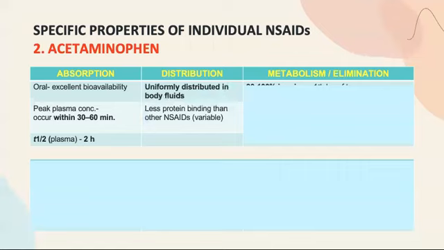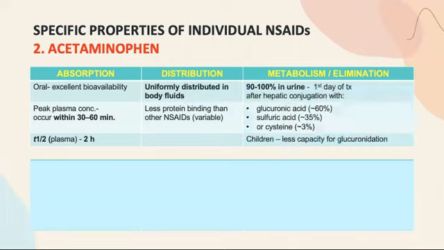Acetaminophen is relatively uniformly distributed throughout most body fluids. Binding of the drug to plasma proteins is variable, but less than with other NSAIDs. Some 90 to 100% of drug may be recovered in the urine within the first day of therapeutic dosing, primarily after hepatic conjugation with glucuronic acid, sulfuric acid, or cysteine. Small amounts of hydroxylated and deacylated metabolites also have been detected. Please look at table 38-2.